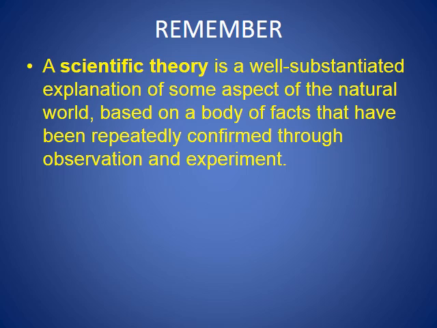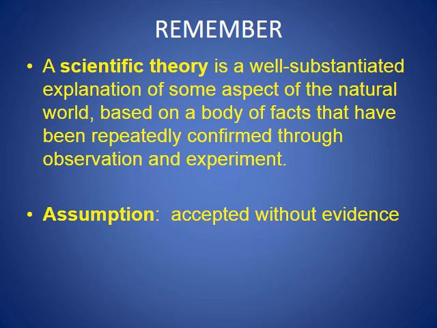It's important to remember that when we're talking about a scientific theory, this is something that is a well-substantiated explanation. When you're talking about a theory in science, it means it has gone through repeated tests and observations and experimentation. This is not something that somebody just pulled out of the air and said, this is how it happened. This is a substantiated explanation. Whereas an assumption is something that is accepted without evidence. A scientific theory is based on evidence.